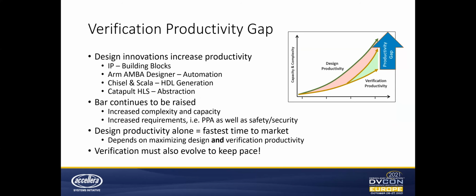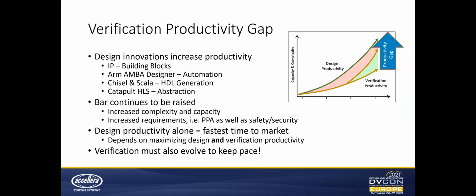So before we jump into high-level verification, we should talk a little bit about the question of why. There is a constantly evolving and improving set of design tools that are enabling us to produce larger and more complex designs year over year. Examples like growing libraries of available design IP, design automation systems like the ARM AMBA Designer, HDL generation tools like Chisel and Scala, and of course, more abstract design synthesis tools, such as Catapult, are all contributing to this trend towards bigger and more complex systems.